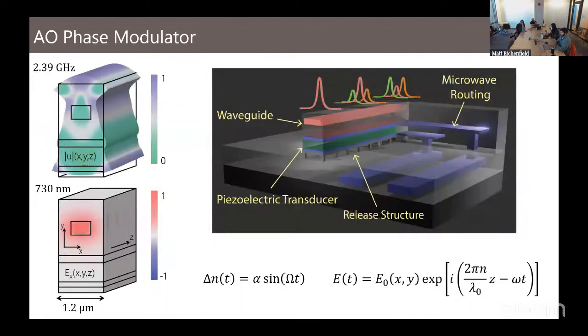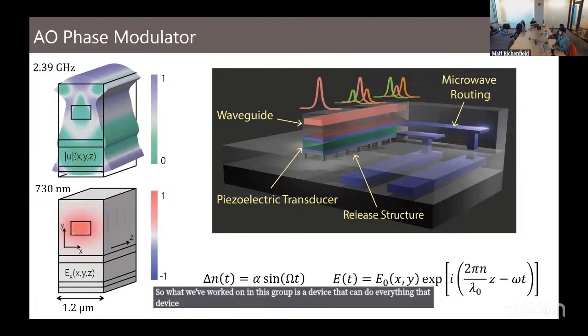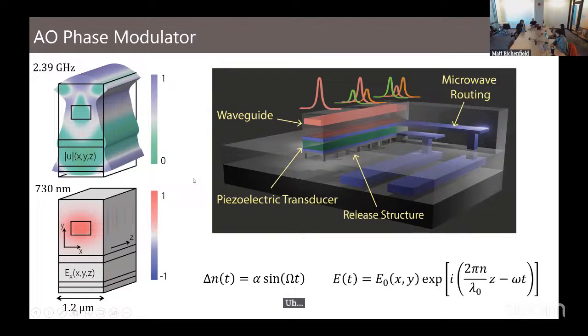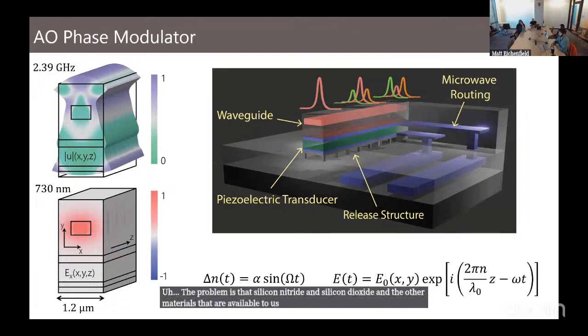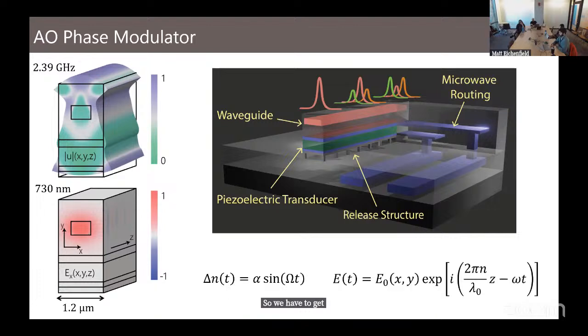So what we've worked on in this group is a device that can do everything that device does. So electro-optically modulate or phase modulate light at a qubit transition frequency, but do it all on chip in a CMOS compatible platform, the benefits of which have been discussed by Matt. And the problem is that silicon nitride and silicon dioxide and the other materials that are available to us in CMOS compatible foundries don't exhibit an electro-optic effect. So we have to get around that with a different modulation mechanism.